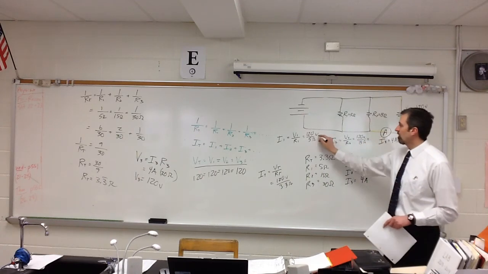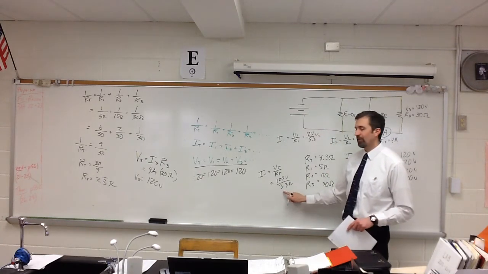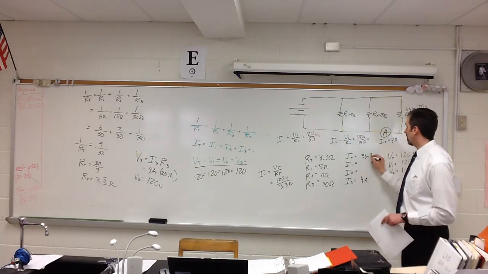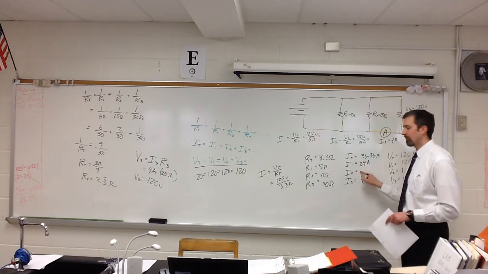So is anyone following along with some calculator work here? We have this one? 36.36 amps. 24. I1 is 24? Yep. 8.